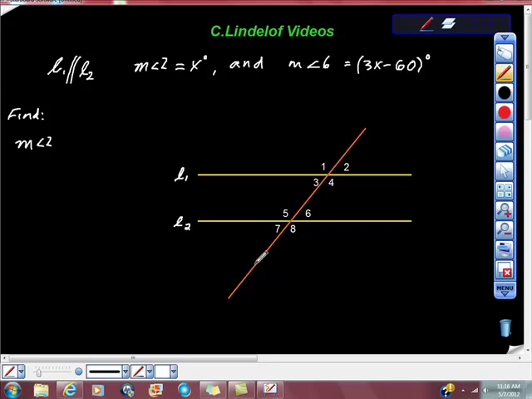Thought we'd do a little geometry today. So we're going to look at this piece of work here. It's a little geometry, and we're talking today about transversals and parallel lines. So let line 1 and line 2 be parallel to one another.